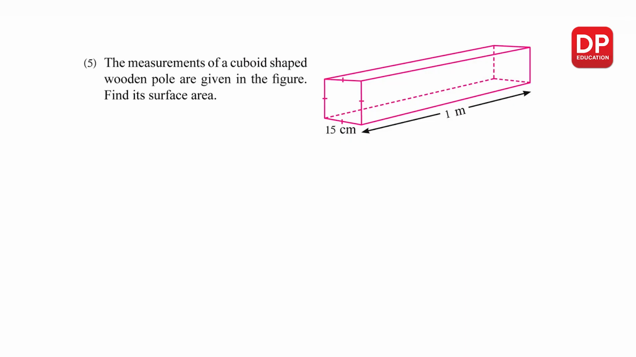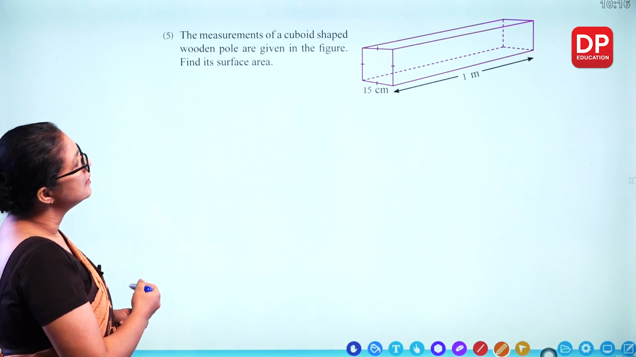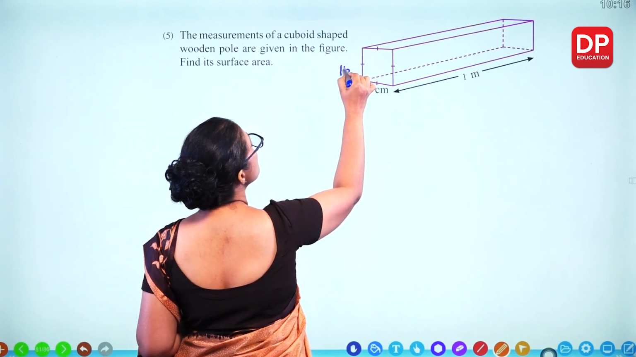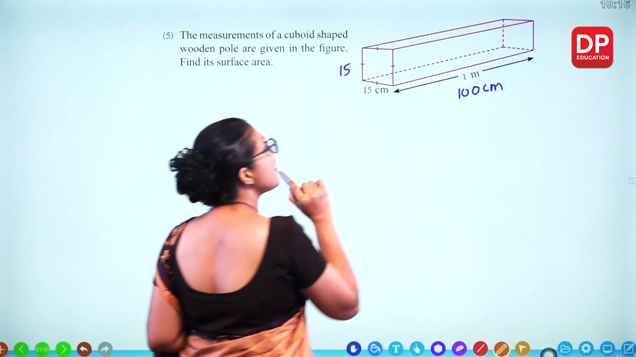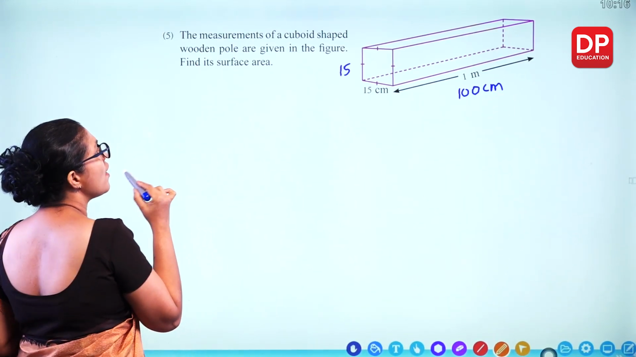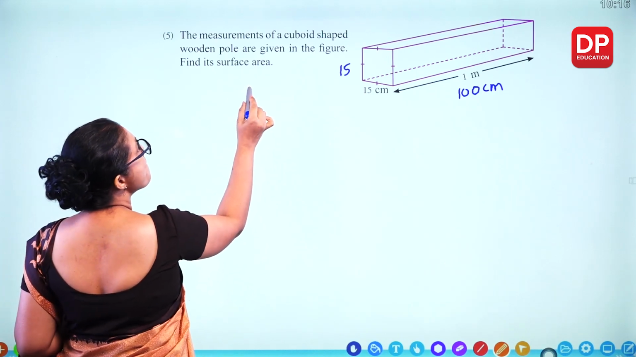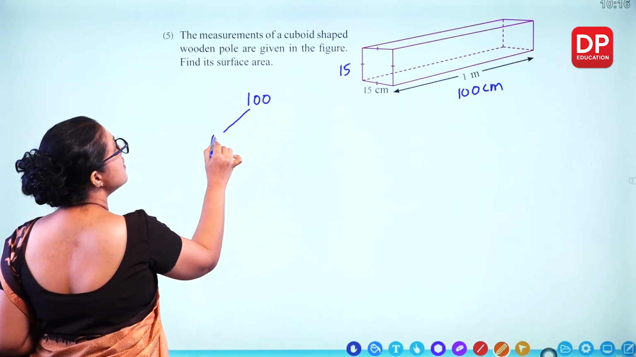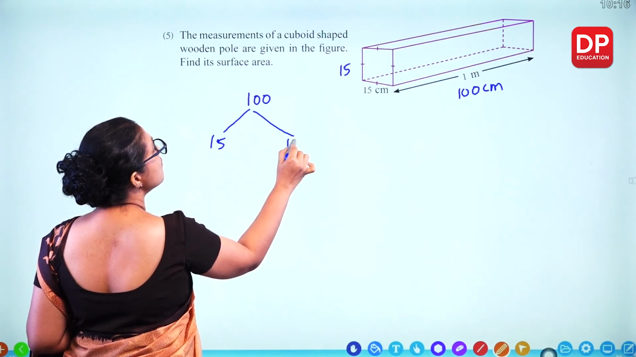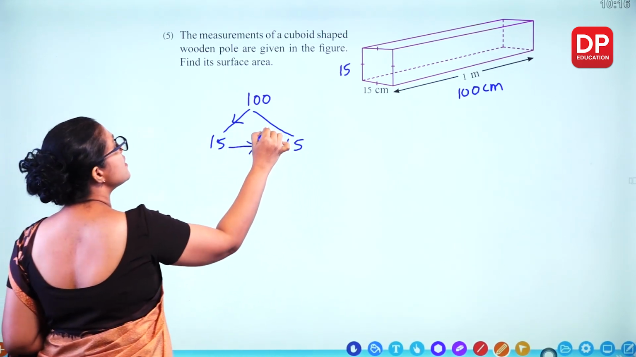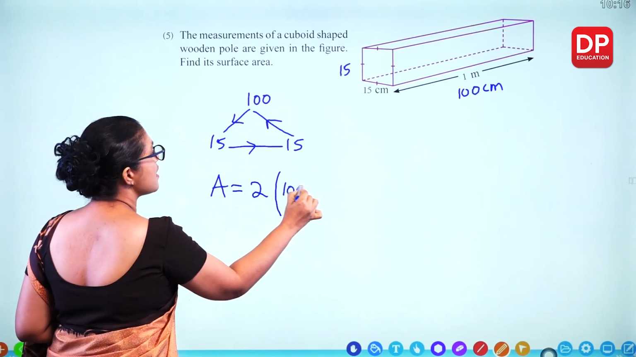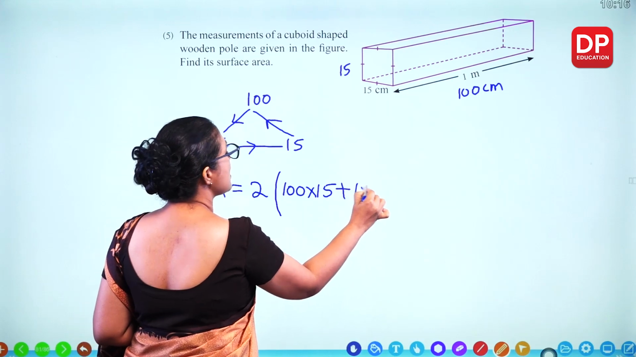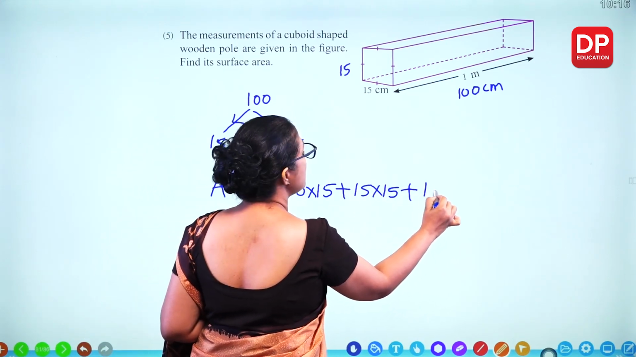The measurements of a cuboid shaped wooden pole are given in the figure. Find its surface area. This is 15, this is also 15, that's a square. Convert this to centimeters, I can write 100 centimeters. So how do you find out the surface area? Length is 100, width and height 15. So we can multiply in order. The surface area is 2 times 100 times 15, 15 times 15 and 15 times 100.